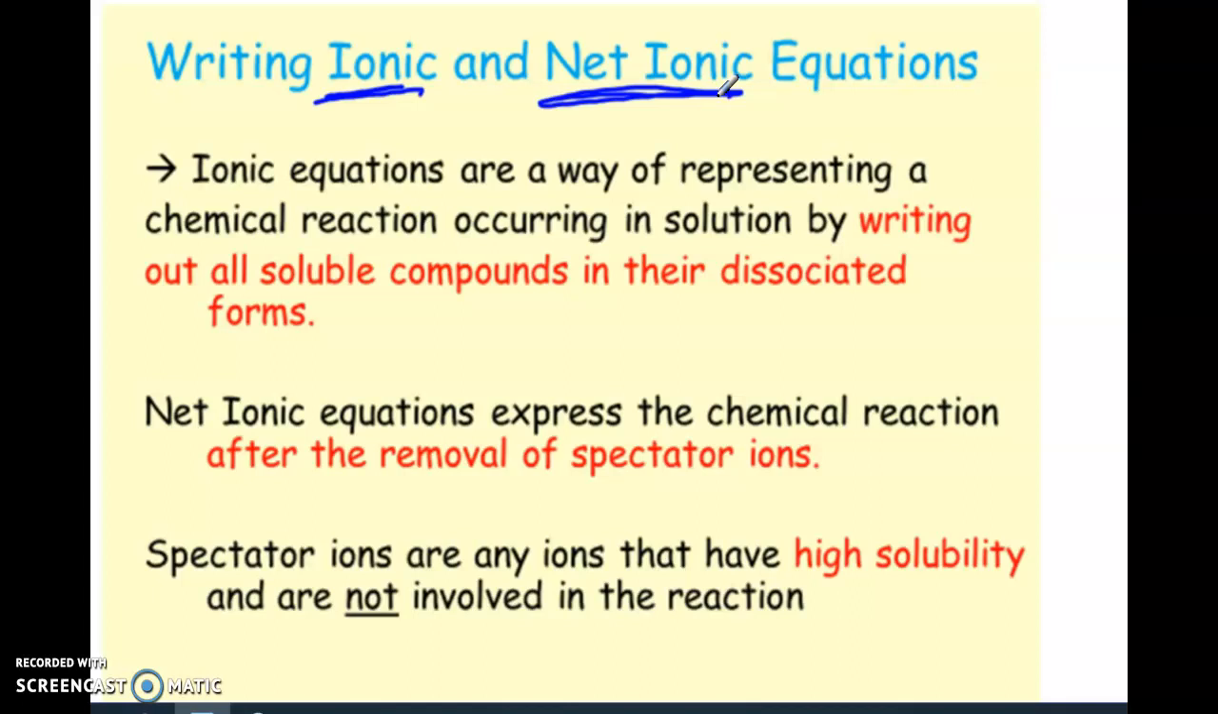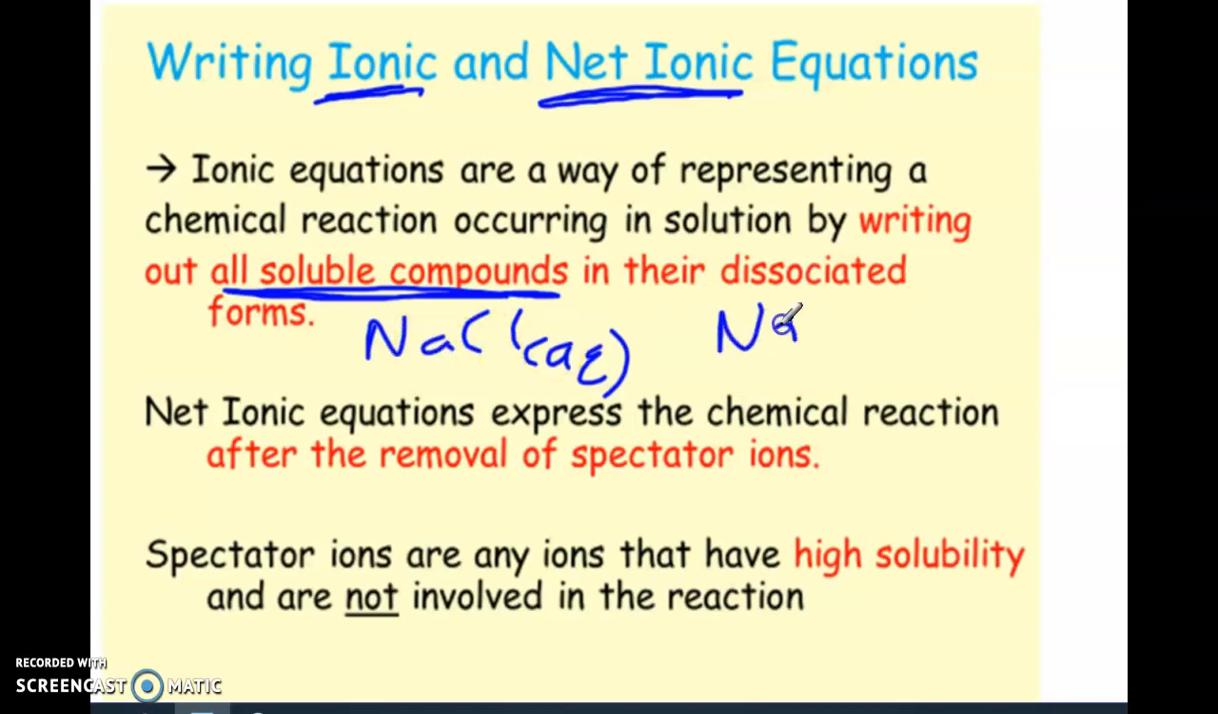So first of all, what is the purpose of writing these equations? Essentially what we want to show is the dissociated form of all soluble compounds. So what does that mean? When we have something that has an aq beside it, really that means that this compound is fully dissolved. If you remember when we looked at dissociation equations, technically when that's dissolved, it's really sodium ions and chlorine ions.